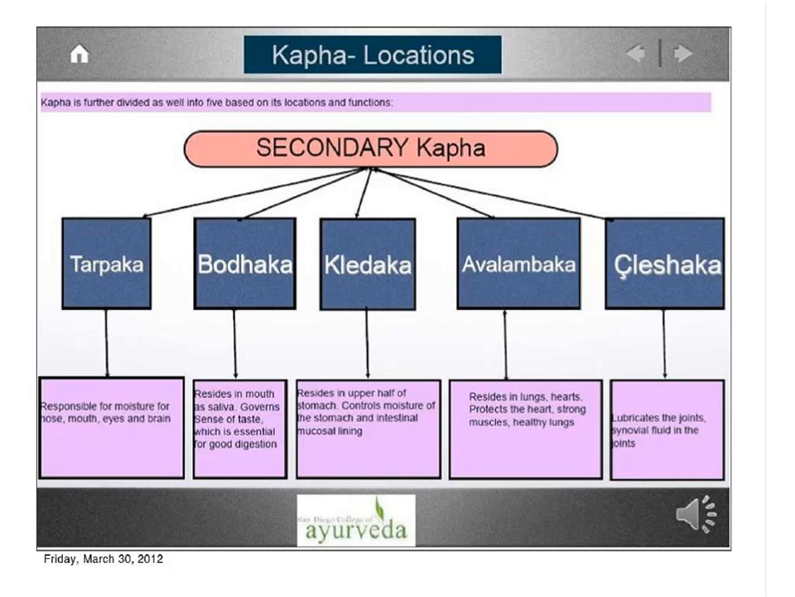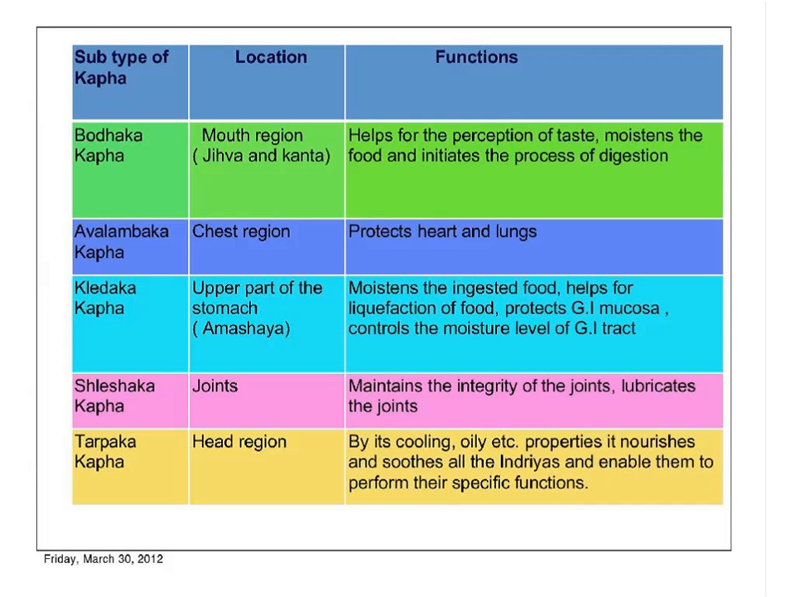The Kledaka Kapha resides in the upper part of the stomach. It controls the moisture of the stomach and maintains the moisture of the intestinal mucosal lining too. The Avalambaka Kapha resides in the chest area, the thoracic area, in the lungs and the heart. It protects the heart and the lungs. It gives protection to the vital organs and provides strong cardiac muscles. The Shleshaka Kapha is present in all the small and large joints of the body. It lubricates the joints in the form of synovial fluid. So this is briefly about the 5 subtypes.